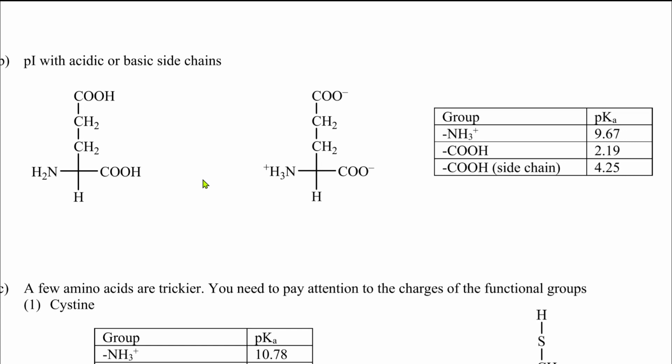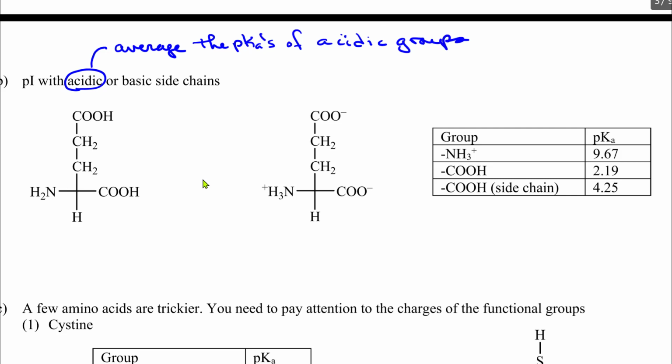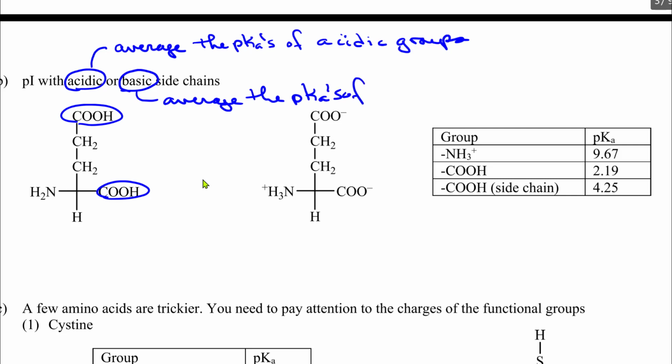Oh yeah, so where was I? How you do the calculation. If you have acidic side chains, you're going to average the pKa's of the acidic groups. So the side chain pKa and the pKa of the carboxylate group in the amino acid parent chain, the horizontal chain, that's the one you're going to be averaging together. So in other words, you'll average this one together with this one. That's how you'll get the Pi. Now, if you have a basic side chain, then you average the pKa's of the basic groups.